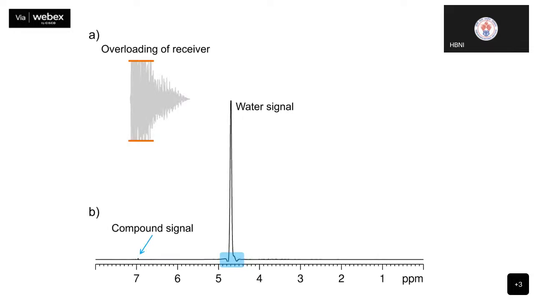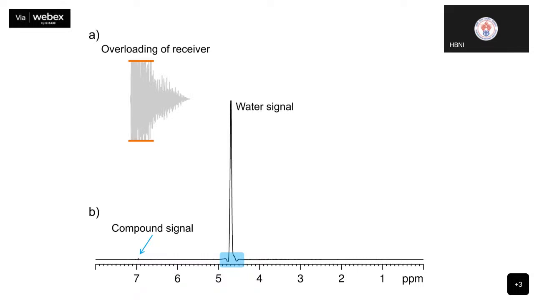So if you have overloading of the receiver, everything is full, then of course you generate a flat thing on the top. The signal is not being represented properly at all. And then you have this water signal, and it results in a distortion of the phase here like this. And your compound signal looks very tiny like this, even if it is represented properly. Even if the signal is represented properly, overloading the receiver can produce distortions of the line shapes in your signal.